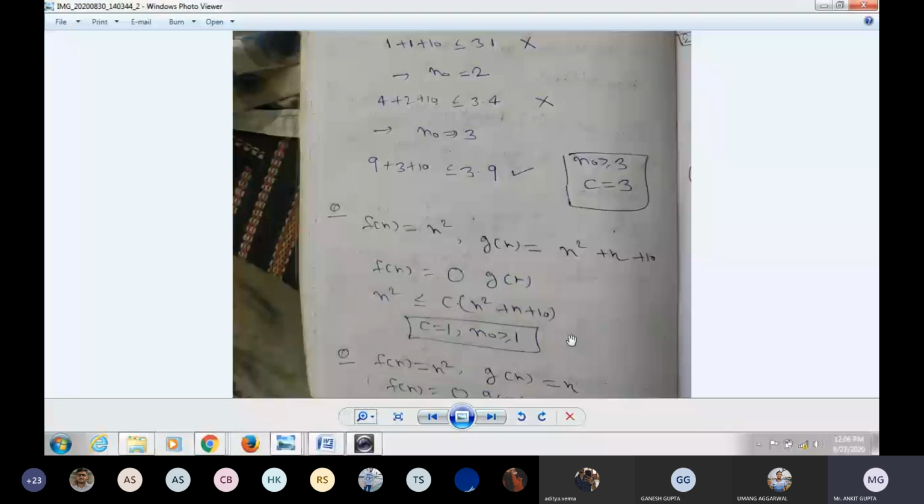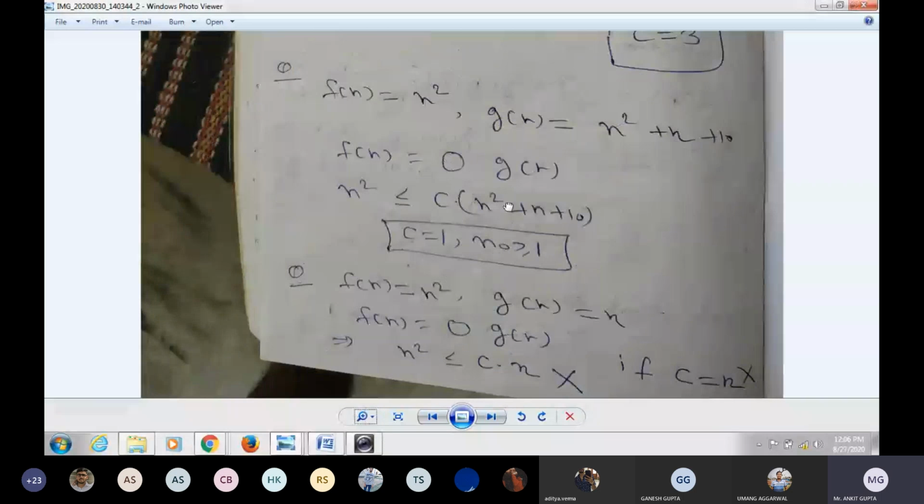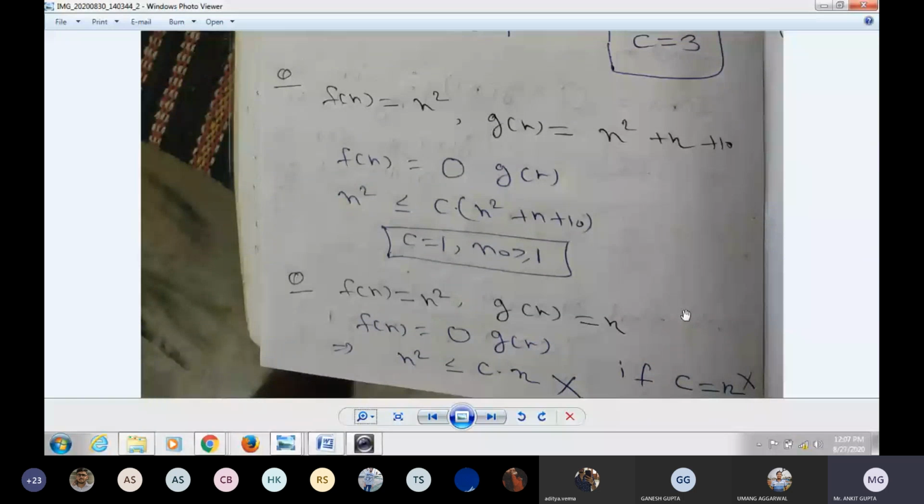Okay. So question number 3: f(n) is n square, g(n) is n. So is f(n) order of g(n)? f(n) is n square, so n square is less than or equal to c into n. For what value of c should the condition be satisfied? Do you have any value of c for which the condition can be satisfied?